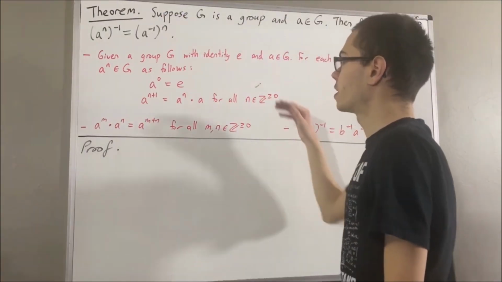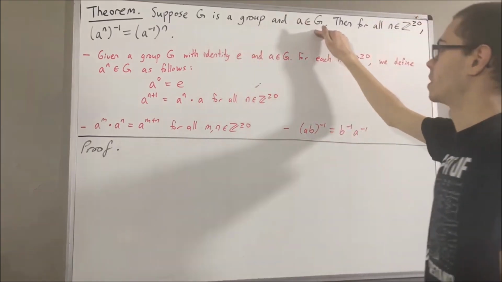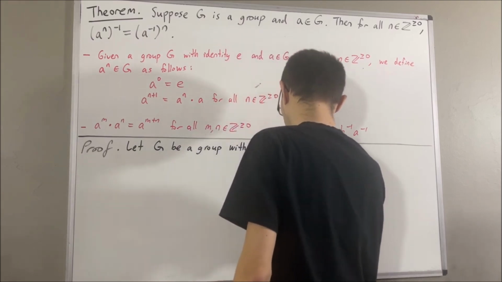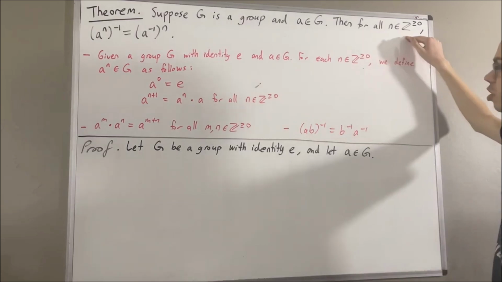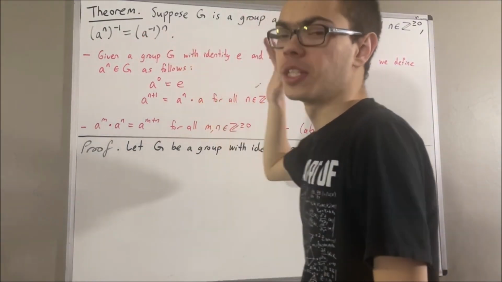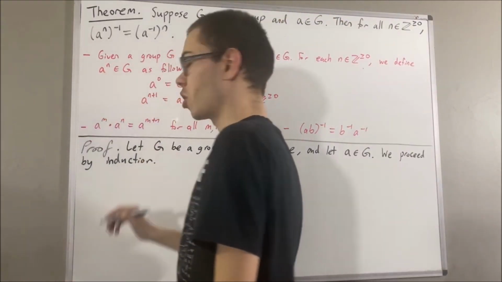Now to start with the proof, let's let G be a group with identity element E, and let's let A be an element of G. From here, we want to show for all integers n greater than or equal to 0, this equality is true. And we're going to show that using induction. So let's start with the base case.